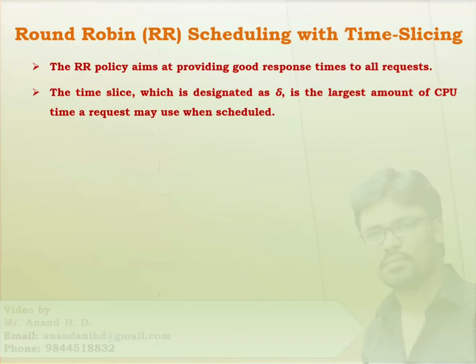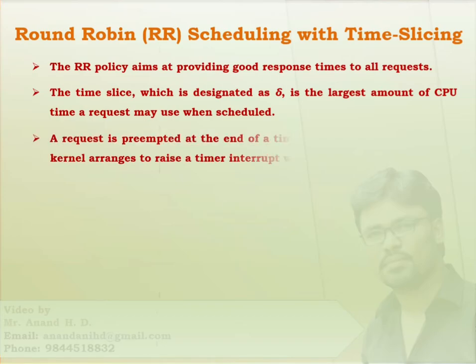For example, if delta, that is the time slice, is one time unit, then each request can use the CPU for one time unit when scheduled. Then it will be preempted. This preemption at the end of the time slice is facilitated by the kernel raising a timer interrupt once the time slice elapses. So every time delta, that is the time slice, elapses, the kernel raises a timer interrupt.